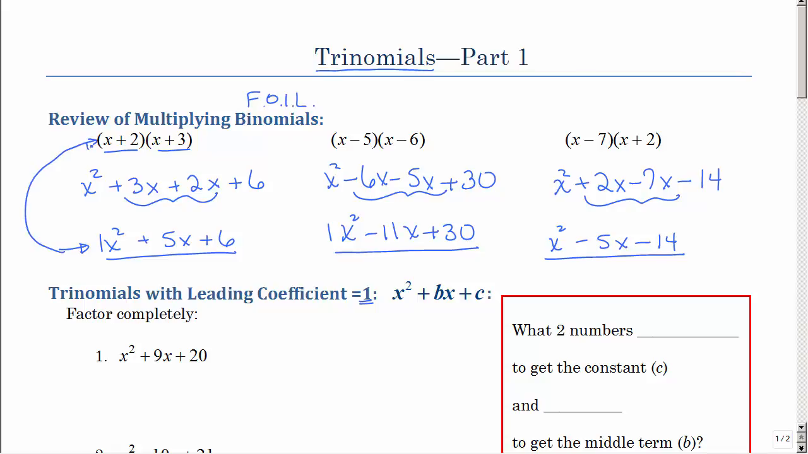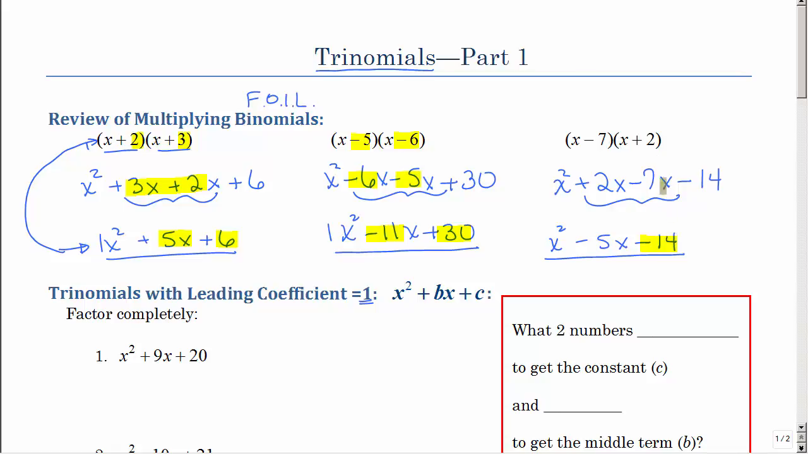That's why it's important to look at this, because we have to now go backwards. The 6 came from multiplying 2 and 3. The 5 came from adding the 2 and 3, the coefficient of x. Did that happen here as well? The 30 came from multiplying negative 5 times negative 6, and the negative 11 came from adding the negative 6 and the negative 5.